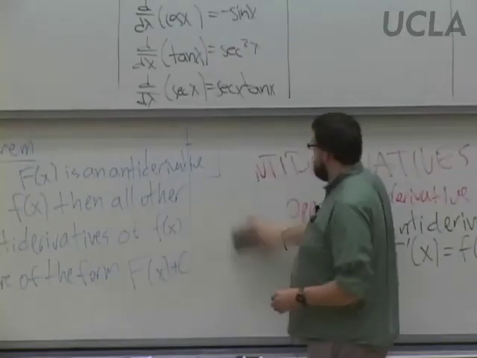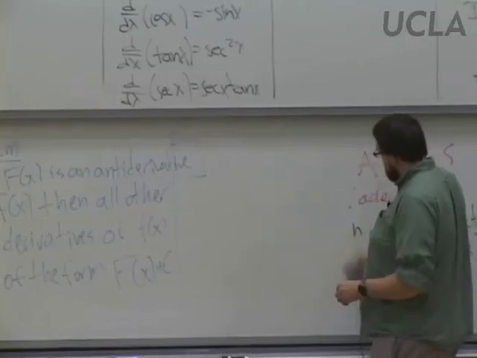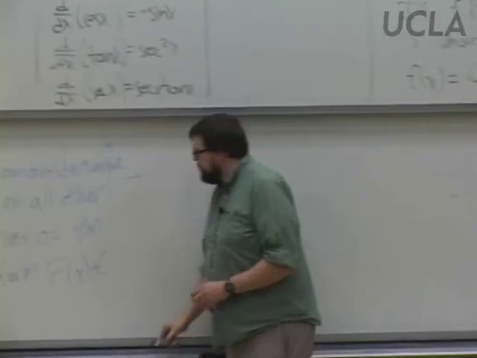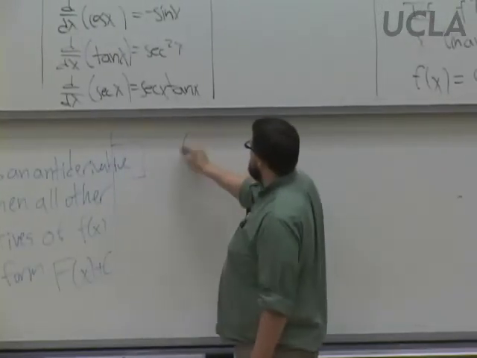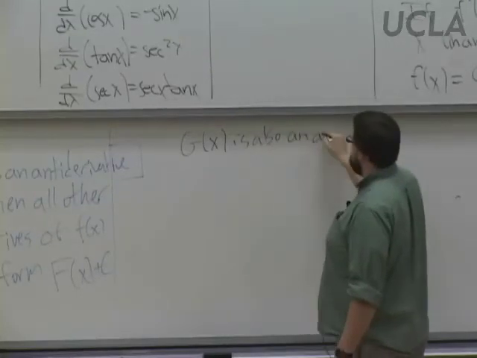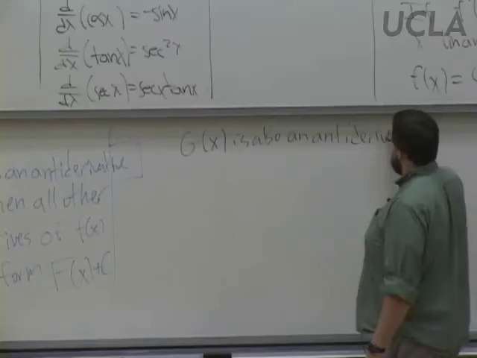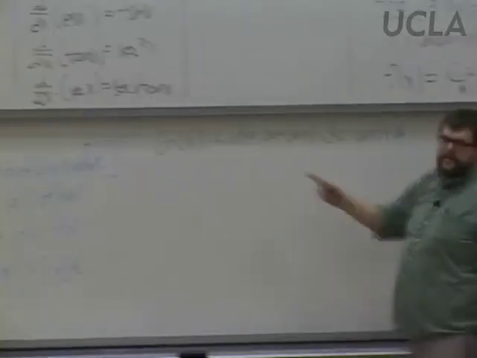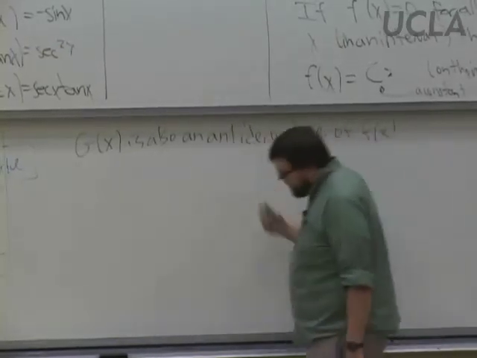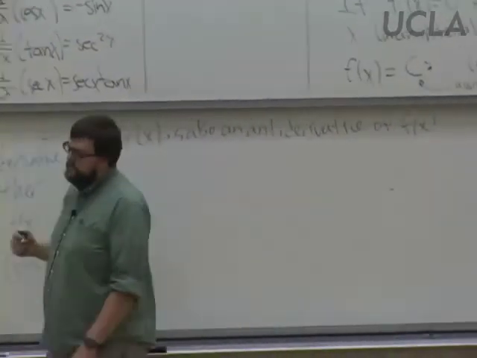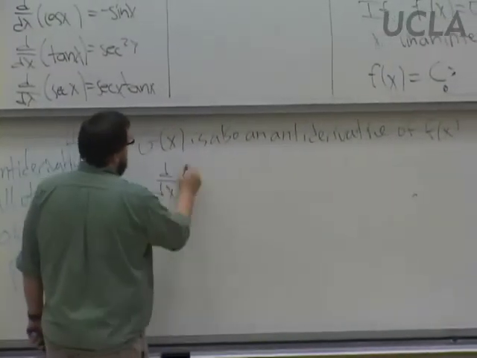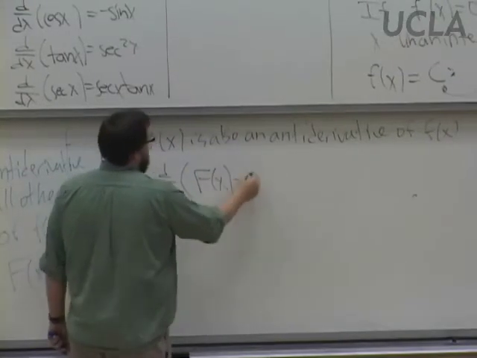Now, how do we prove this? Well, let's give a sketch of a proof. So suppose g of x is also an antiderivative of f of x. One of the bad things about antiderivatives is that it's a very long word, so it takes a long time to write down. So g of x is an antiderivative of f of x, and capital F of x is an antiderivative of f of x. Now let's take the derivative of capital F minus capital G.